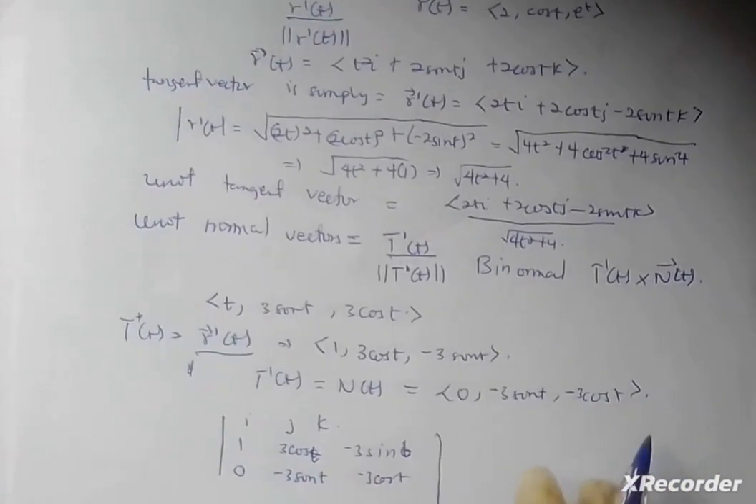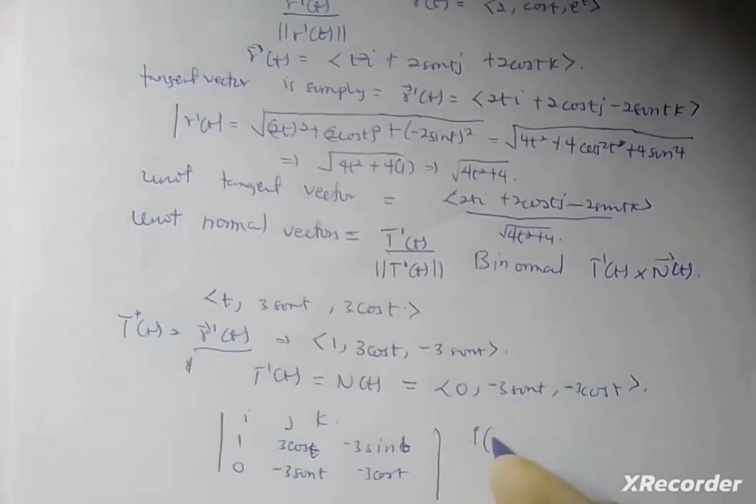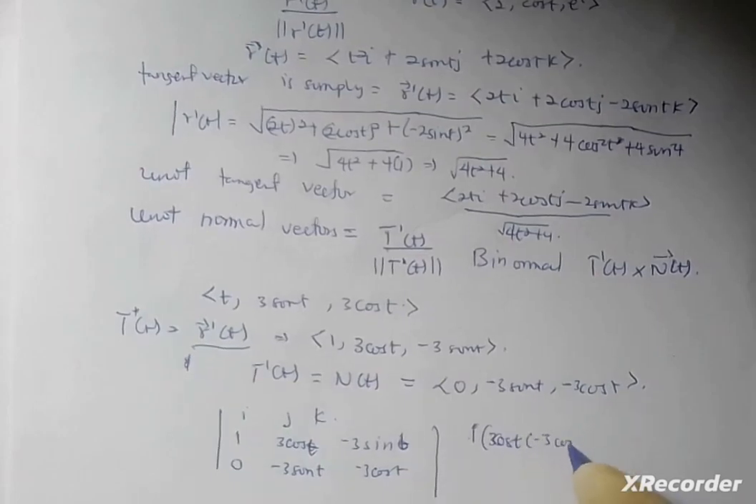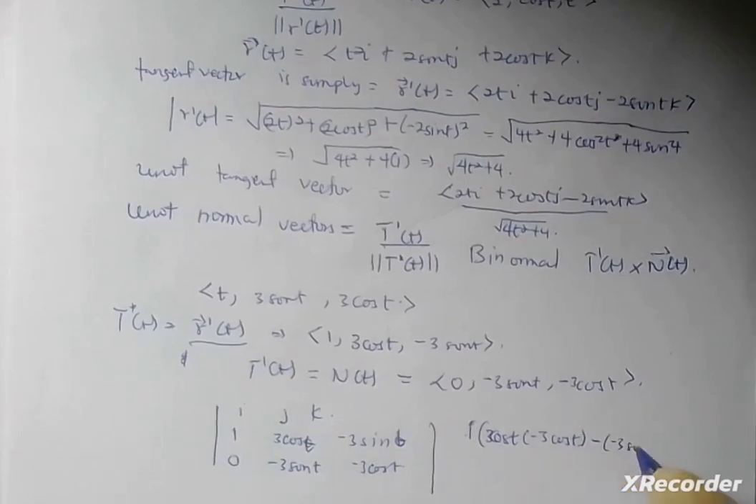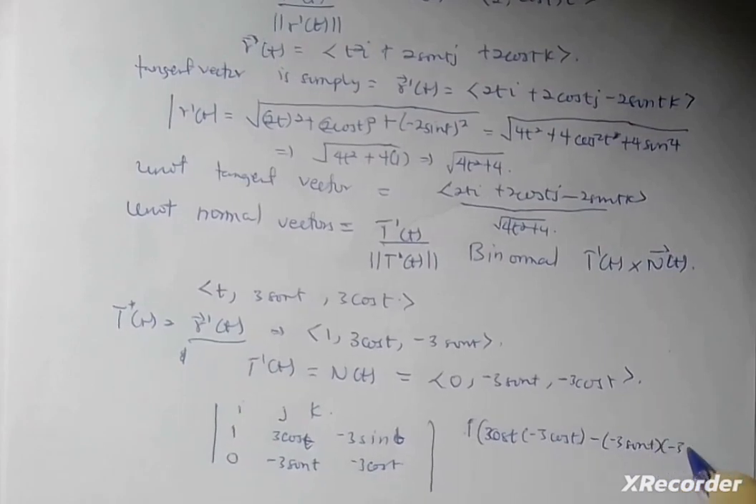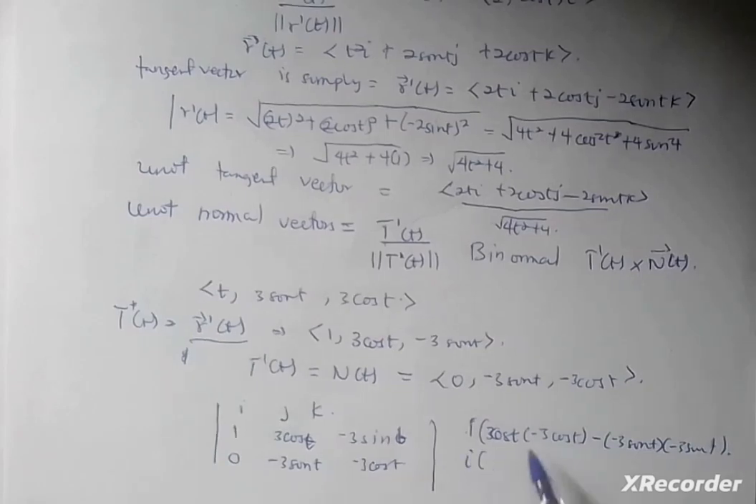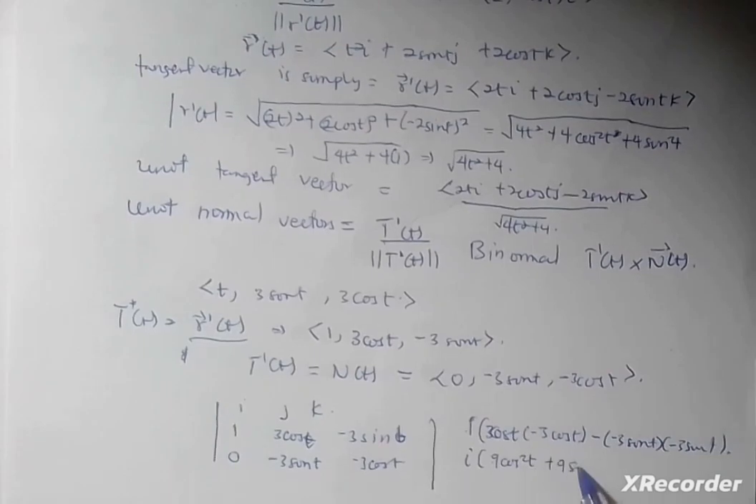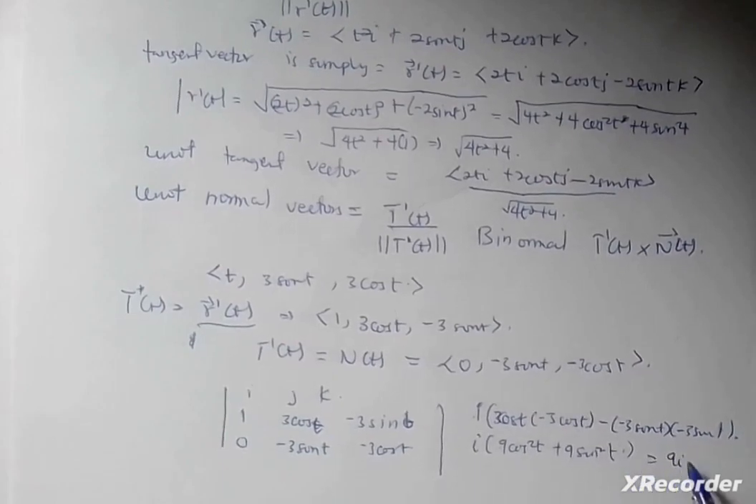So at this point, as usual, if you want to simplify this matrix, you take your i, you close down this part, and you are going to get 3 cos t multiplying negative 3 cos t, then minus negative 3 sin t multiplying negative 3 sin t. And this part is going to give us i open brackets 9 cos squared t plus 9 sin squared t, which is simply equal to 9i.